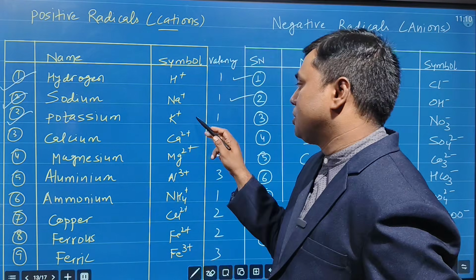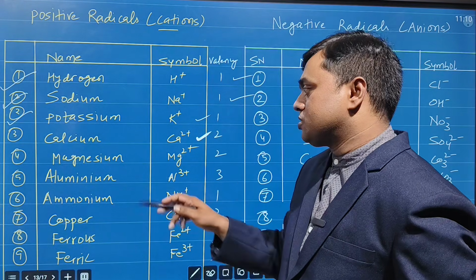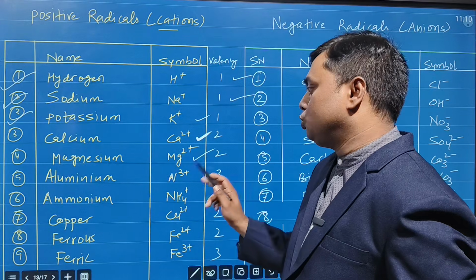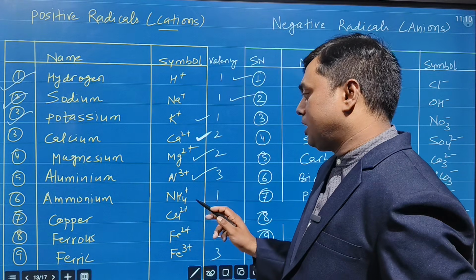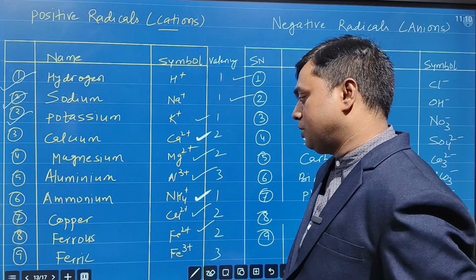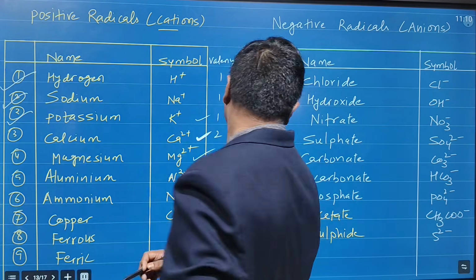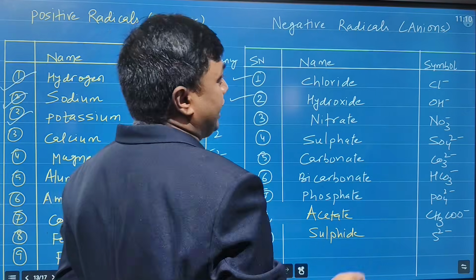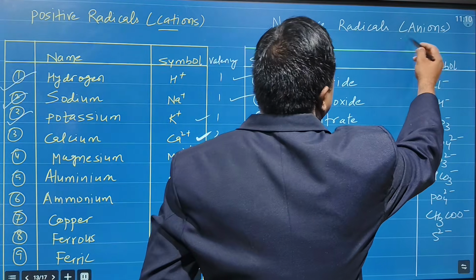Okay, potassium K+, calcium Ca2+, magnesium Mg2+, aluminum Al3+, ammonium NH4+, copper Cu2+, ferrous Fe2+, ferric is Fe3+, sodium Na+. And some negative radicals which are anions, which is very very important.